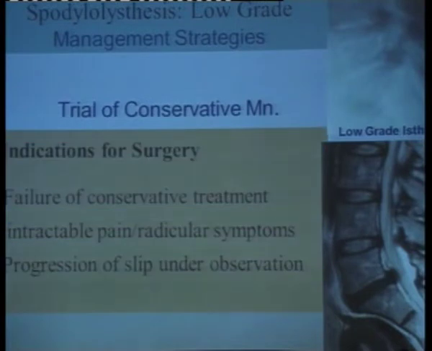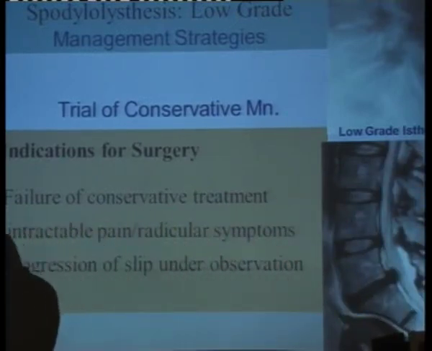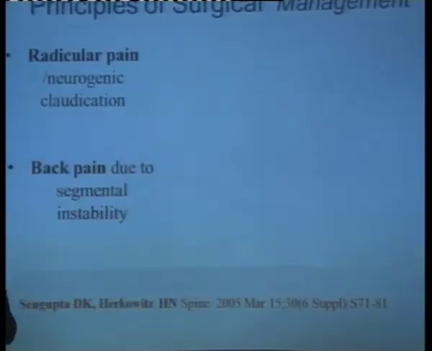So that brings us to the method of management. A good trial of conservative management is the answer. However, when you have these low-grade isthmics and developmental ones, you should have a close observation of these. If the pain goes away, then obviously you just observe them. However, if the progression of slip under observation occurs, then you need to operate. Or if there is a failure of conservative treatment, with intractable pain or radicular symptoms, then you need to go in and operate.